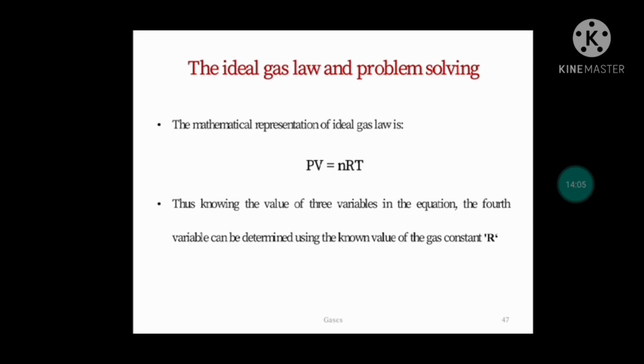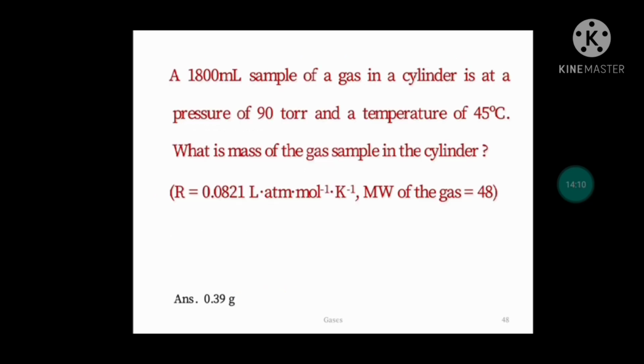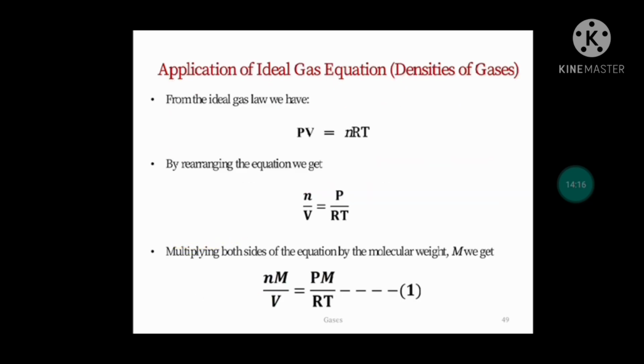Then we have a problem based on the ideal gas law, PV is equal to nRT. So we have to just use the equation and we can find out these things. And you can check it here.